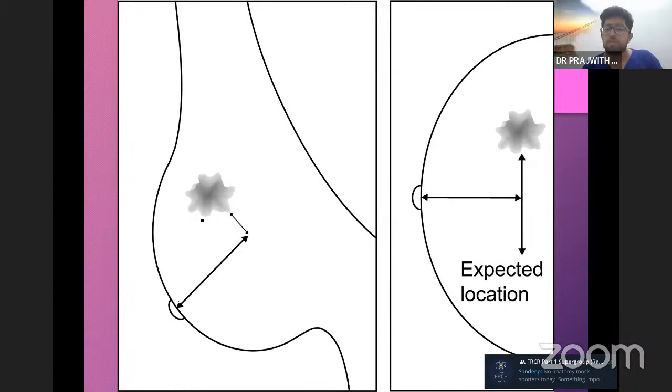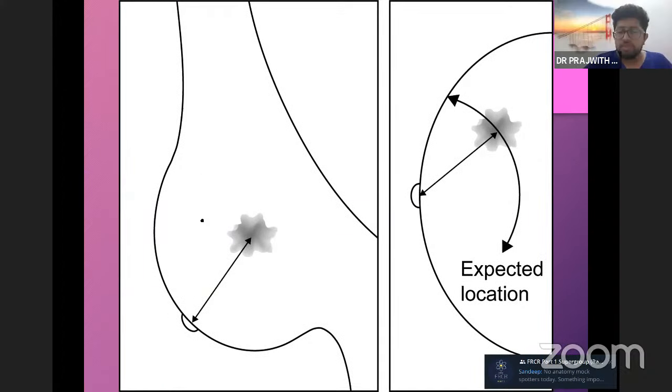Measure the distance from the nipple, and then you mark an arc, and wherever the lesion comes in that arc is the expected location of the lesion.